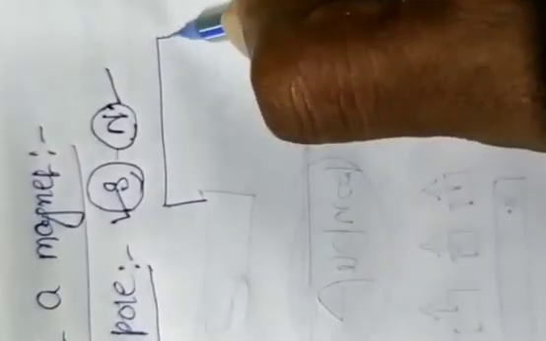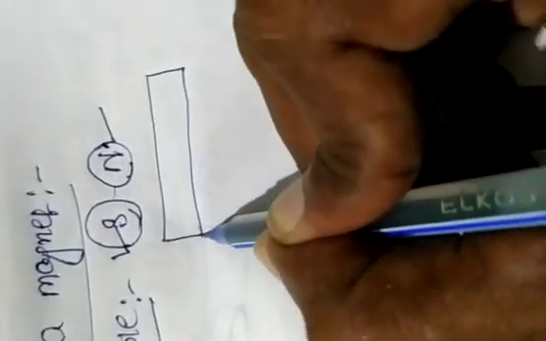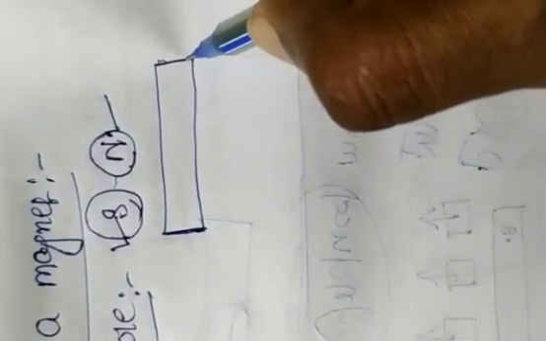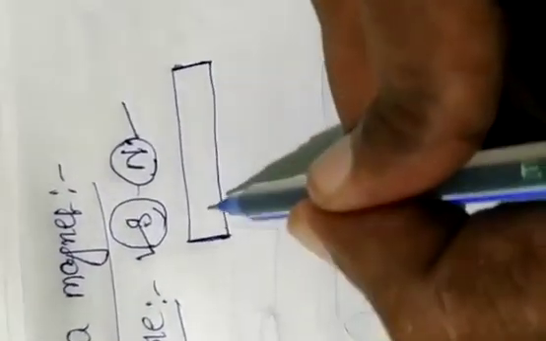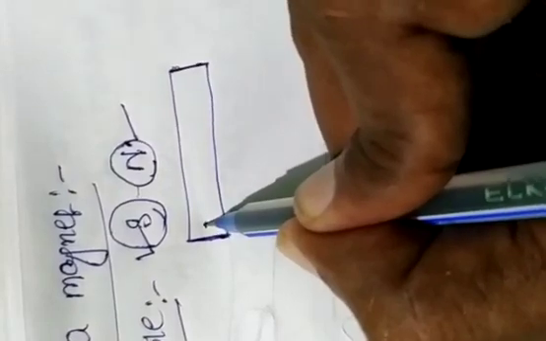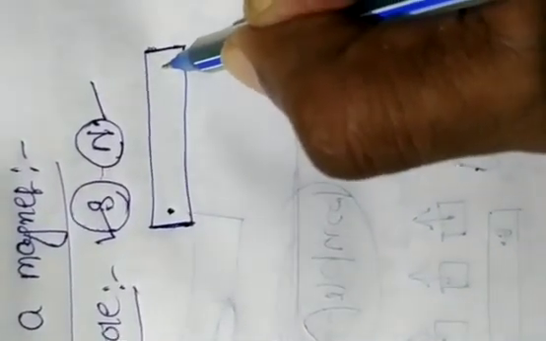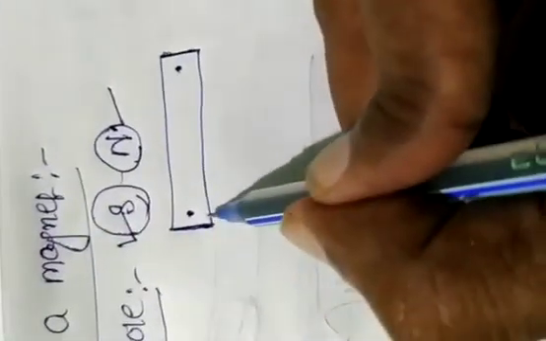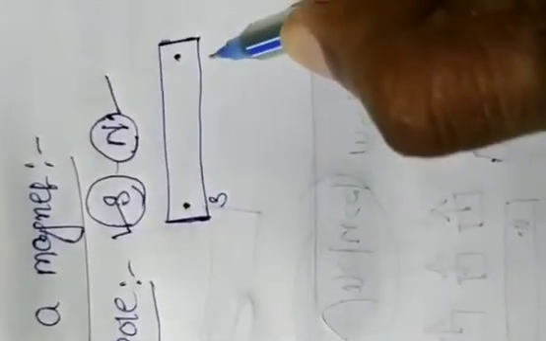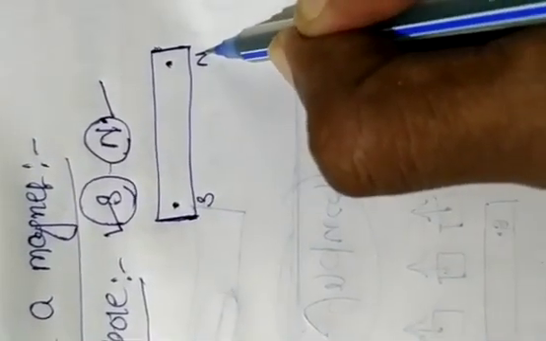For example, this is the bar magnet. This is one face of the bar magnet. This is another face of the bar magnet. Inside the bar magnet, a little inside, we have the south pole as well as the north pole. This is the south pole and this is the north pole.